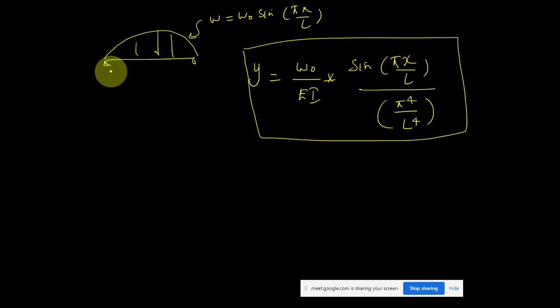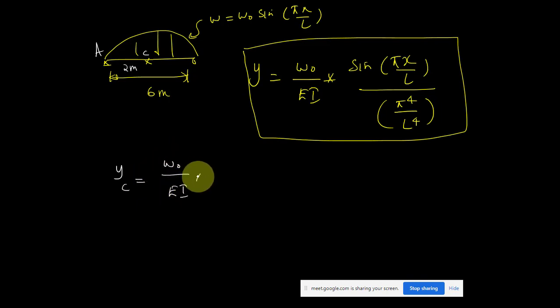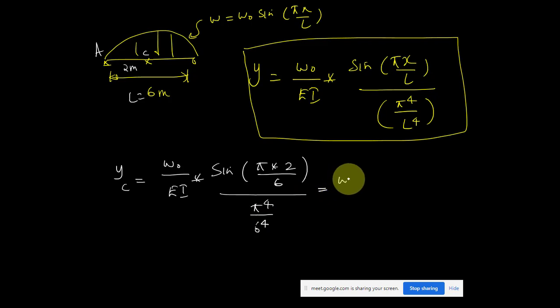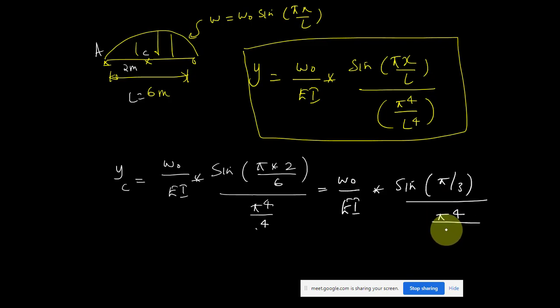Suppose you have a beam of span 6 meter, or L is equal to 6 meter, and you want to find the deflection at a point 2 meter from support A. Take this point as C. The deflection at point C is W0 by EI into sine of pi into 2 by 6, divided by pi raised to 4 by 6 raised to 4. So W0 by EI, sine of pi by 3, divided by pi raised to 4 by 6 raised to 4.